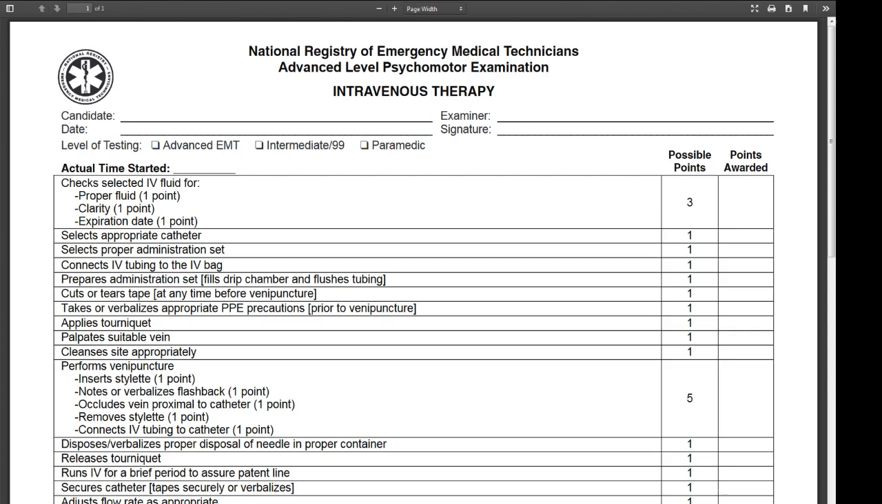Checks selected IV fluid for proper fluid, clarity, expiration date. Selects appropriate catheter. Selects proper administration set. Connects IV tubing to the IV bag. Prepares administration set, fills drip chamber and flushes tubing.